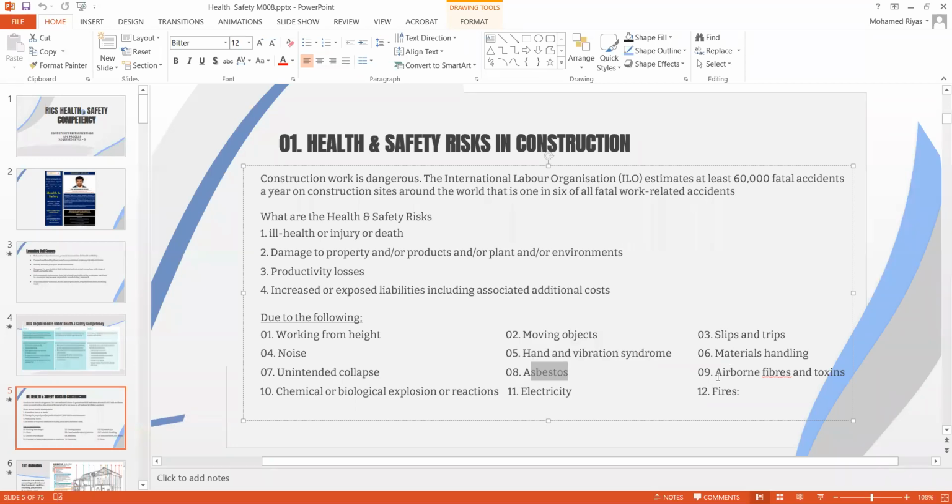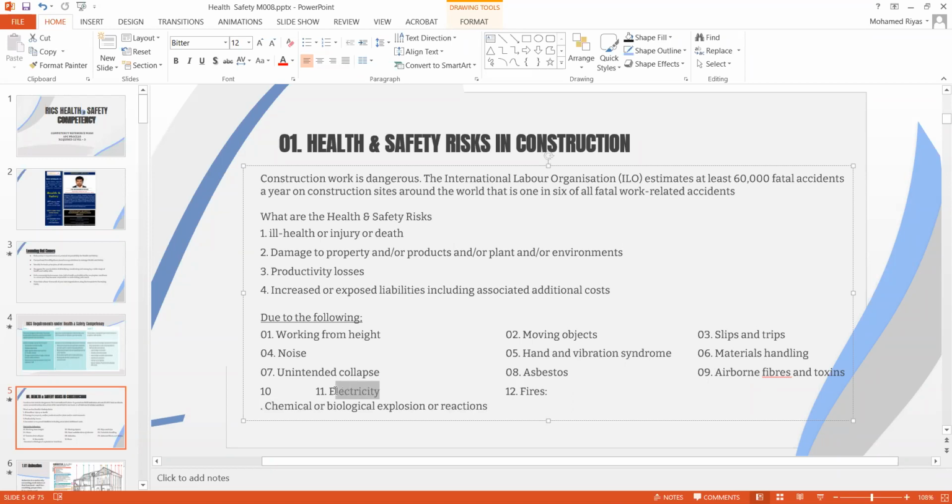The ninth category is airborne fibers and toxins, which we will look at in detail. The tenth is chemical or biological explosion or reaction. There are a few cases which happen at site due to chemical reaction, due to excessive heat generated by the weather.